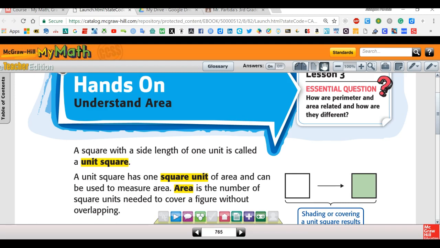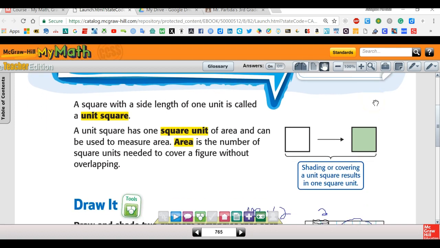All right, chapter 13, lesson 3. The last two lessons we talked about perimeter. That's the distance around a shape. Now we're going to be talking about area. Area is the inside.